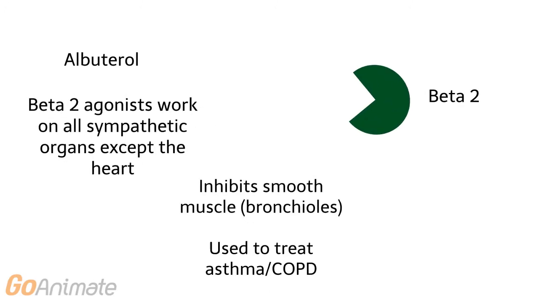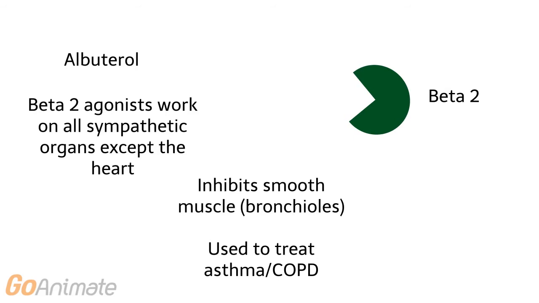Albuterol affects the beta-2 receptors. Beta-2 agonists affect all sympathetic organs except the heart. Albuterol inhibits smooth muscles as in bronchodilation and can be used to treat asthma and COPD.